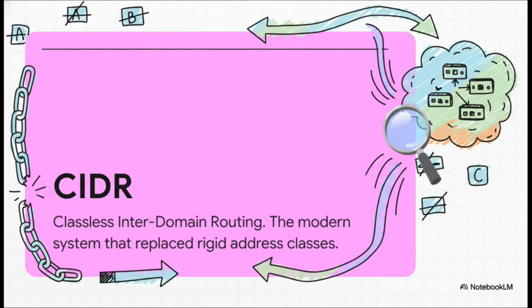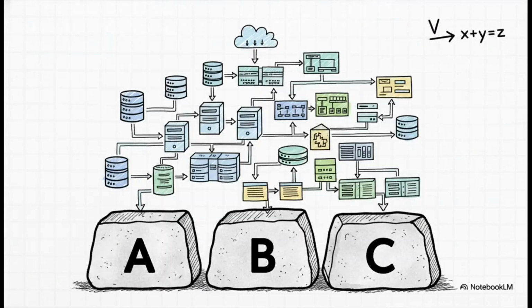These days, we use a much more flexible system called CIDR. That stands for Classless Interdomain Routing. It basically throws out those rigid A, B, and C blocks and lets us be way more efficient. But the key thing is, CIDR was invented to solve the problems that this original class system created. It's the next chapter in the story. And that is why this still matters so much.